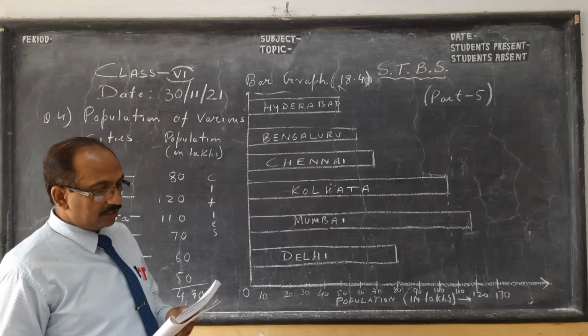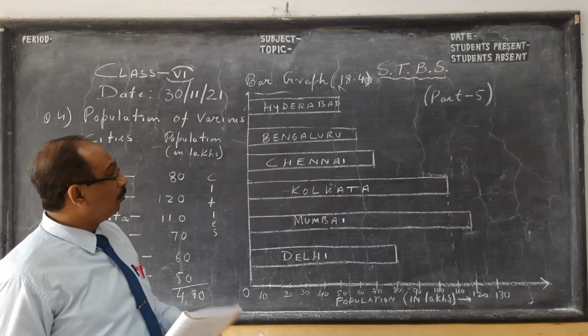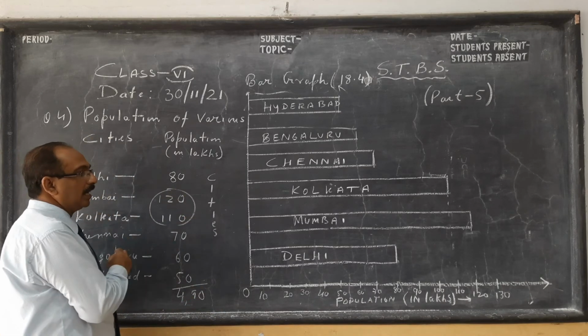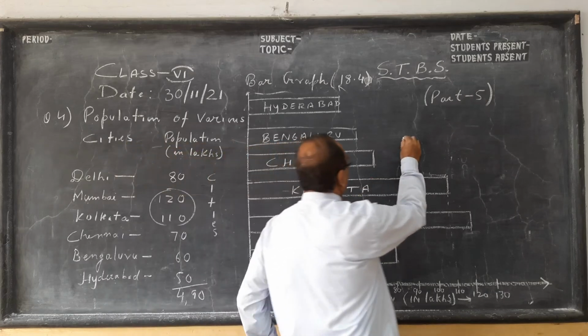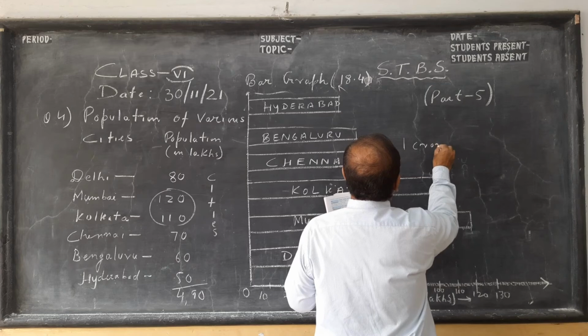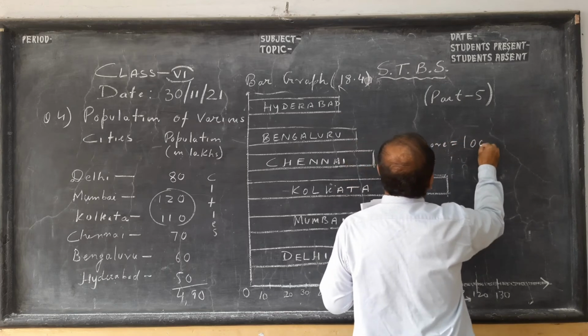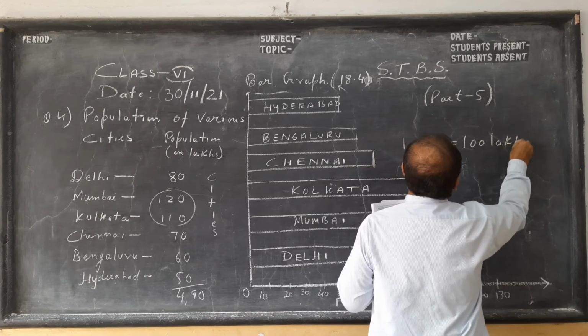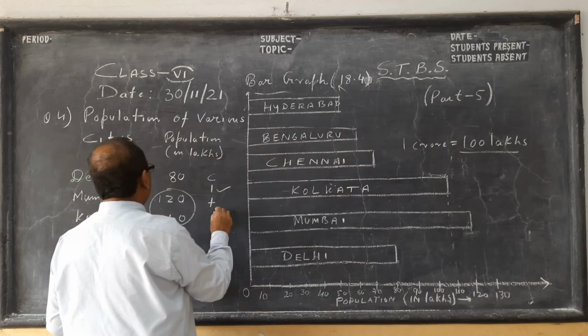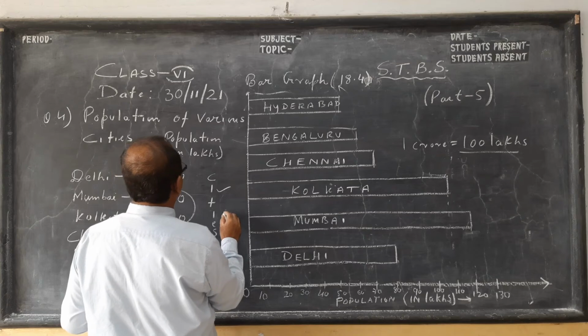Okay, the next question is how many cities have a population more than a crore? These two have more than a crore. 100 lakh is 1 crore. So you must know that 1 crore is 100 lakhs. So more than 100 lakhs we have Mumbai and Kolkata.